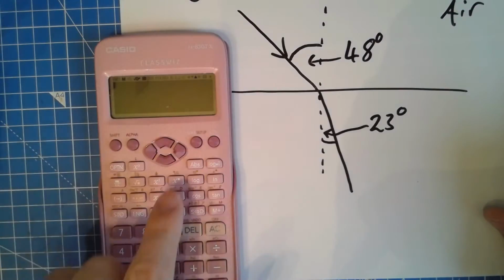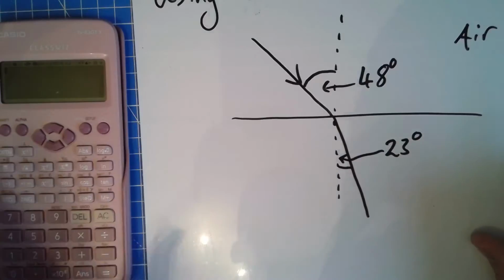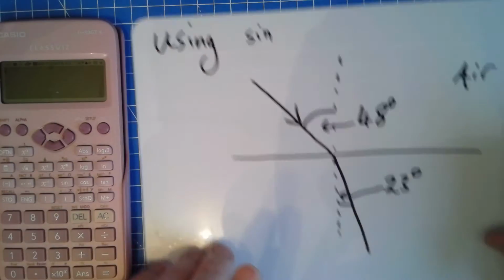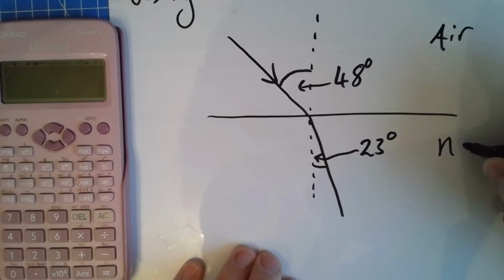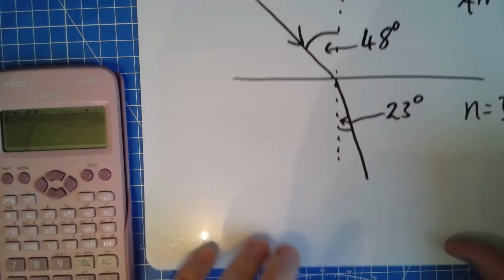So hopefully our calculator looks like this. Obviously, maybe not pink. So we're going to use sine. We're trying to find what the refractive index is equal to. So we write down our equation.